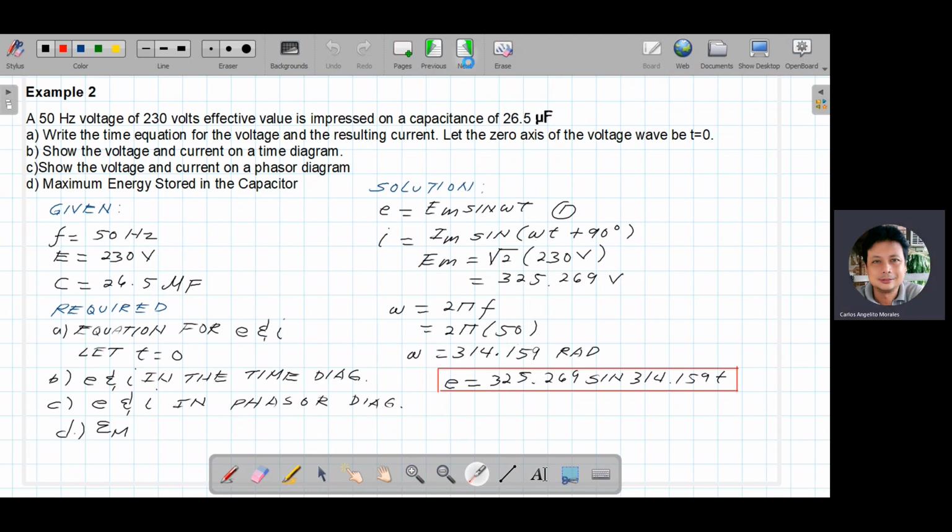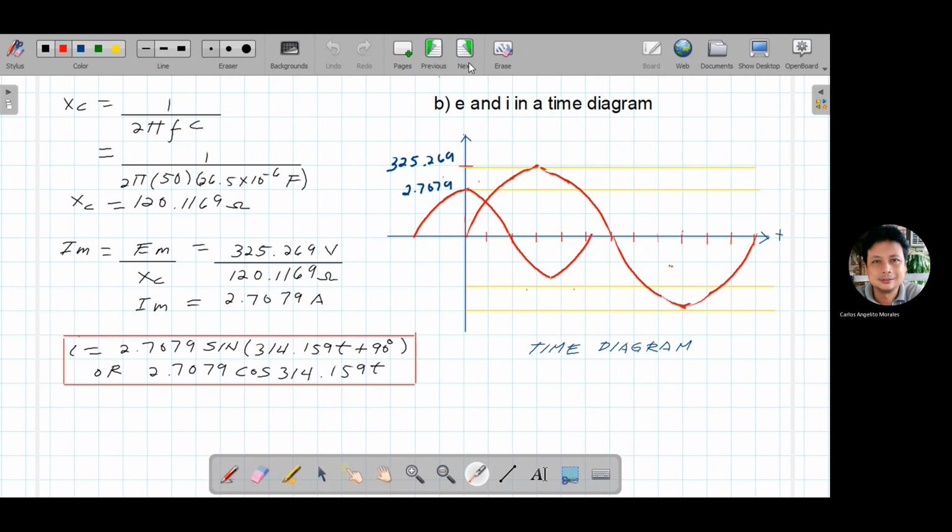The next, yung capacitive reactance is 1 over 2 pi f c or 1 over 2 times pi times 50 times 26.5 times 10 to the negative 6. Ang capacitive reactance is 120.1169 ohms. I maximum is E maximum over XC or simply 325.269 volts over 120.1169 ohms. Therefore, I maximum is 2.7079 ampere.